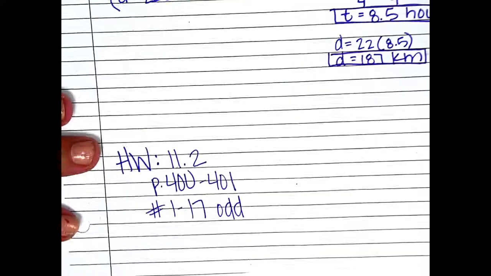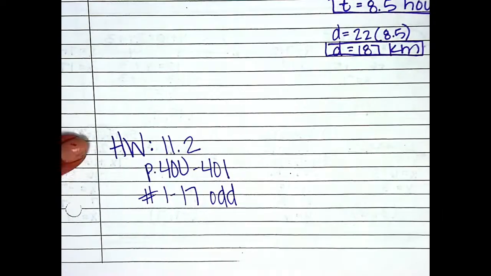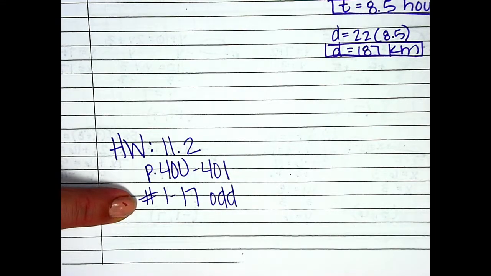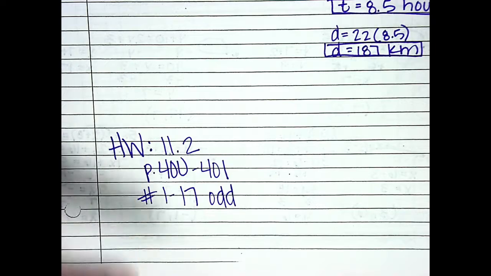Okay, your homework with this lesson is 11.2, page 400 to 401, 1 through 17 odd. Please make sure that you do check your answers in the back of the book and that you show all of your work for tonight.